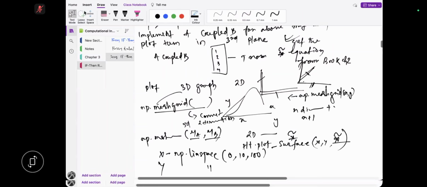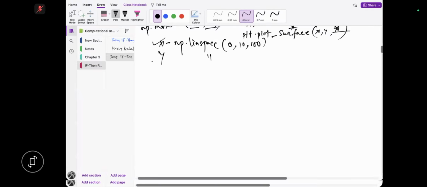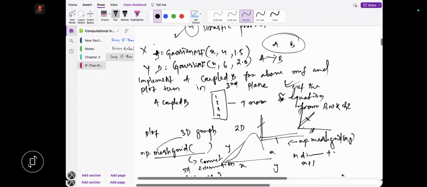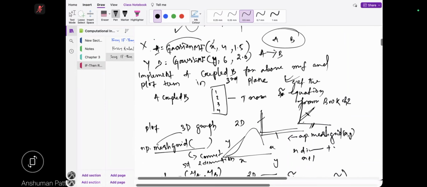Hello, have you got the question? Yes, sir, but can you explain again what to draw? Yes. Simply, you have X universe and Y universe, and I have given the membership function for both. For X, it is Gaussian, having the X value. You will pass the X value, then this is Y. Then 4, then 1.5. This is C, this is sigma. You get both the graphs in 2D.